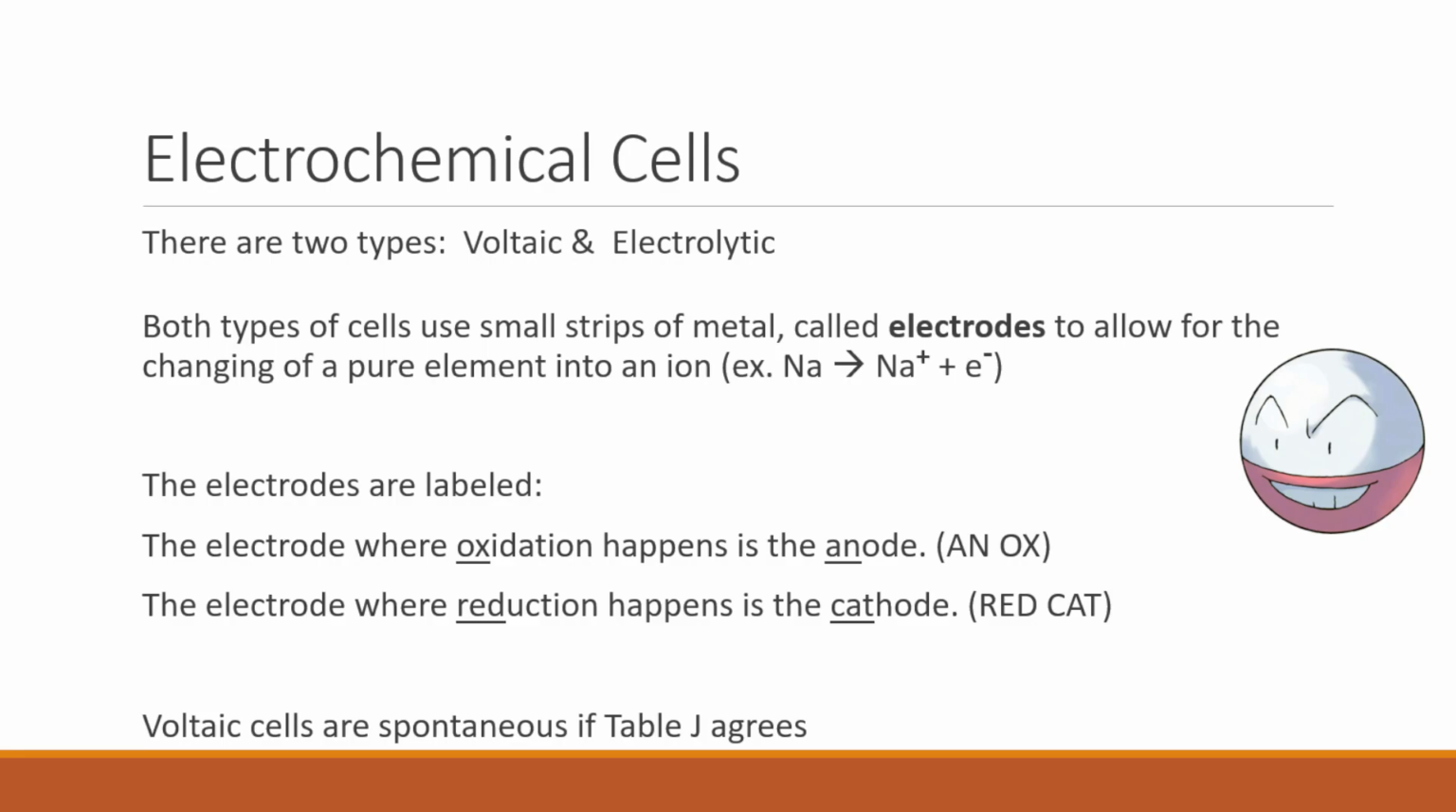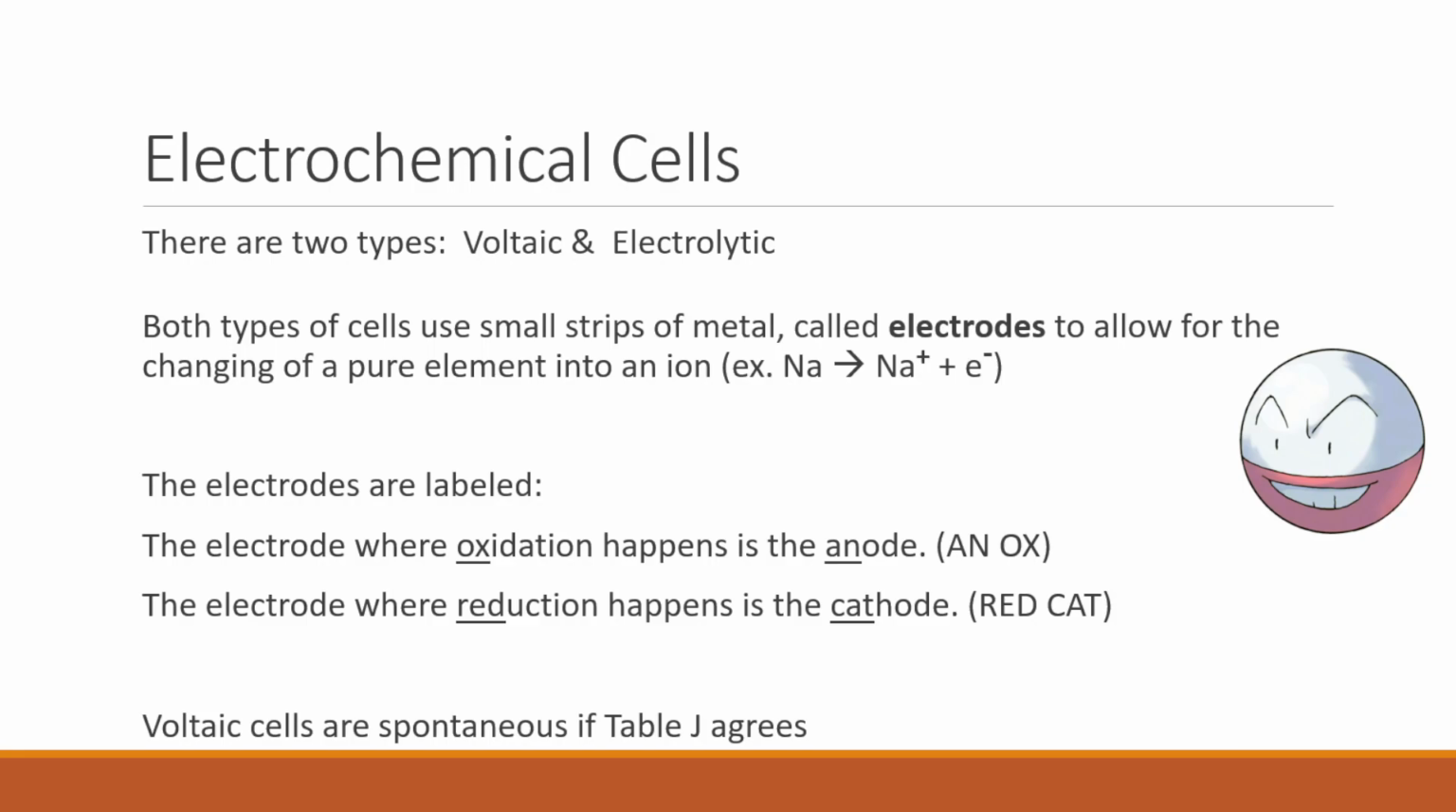Today we're going to wrap up our discussion on electrochemistry by looking at the two different types of electrochemical cells. The first type, the more common to understand type, is the Voltaic cell. And then a little bit trickier, a little bit less common, is the electrolytic cell.